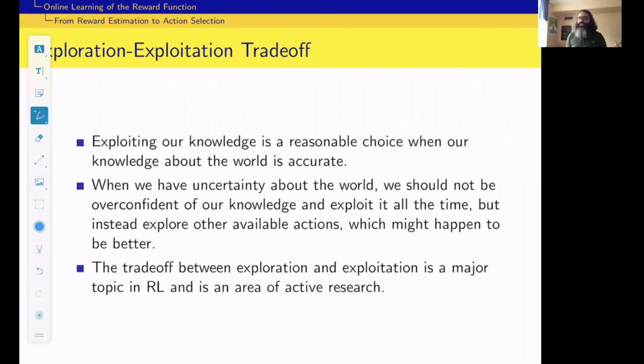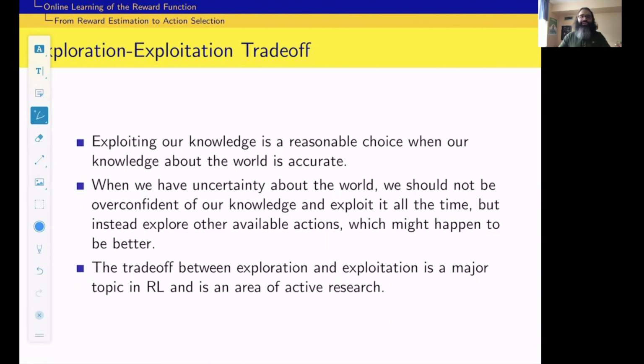And then the trade-off between how we should balance these things, how often we should exploit and how often we should explore, that's a very interesting question and an active area of research. Epsilon greedy is just a solution for doing so, which is a kind of heuristic, but it's not necessarily the best way.